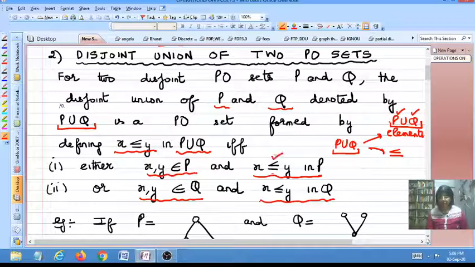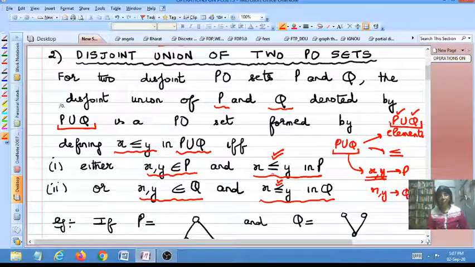So this particular relation which I am talking of in the first condition is a relation in P, the less than or equal to in the PO set P. And the less than or equal to in the second condition is the relation in Q. Which means that in the disjoint union P union Q, you are either relating the elements X and Y which are both in P, or you are relating the elements X and Y which are both in Q. You are not relating the elements of P and Q. You are relating only the elements of P with each other and the elements of Q with each other.